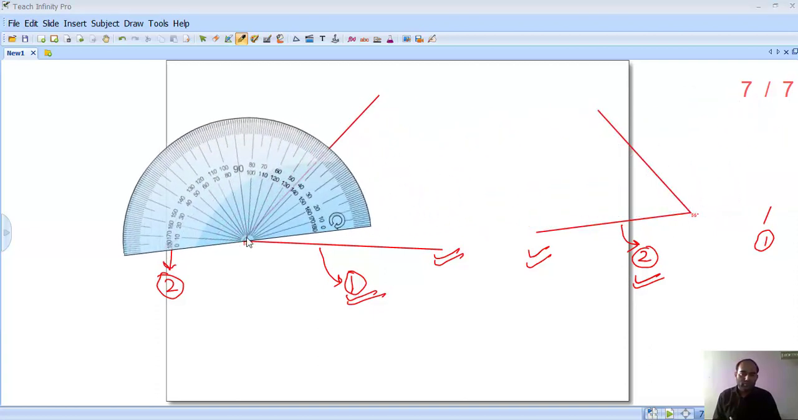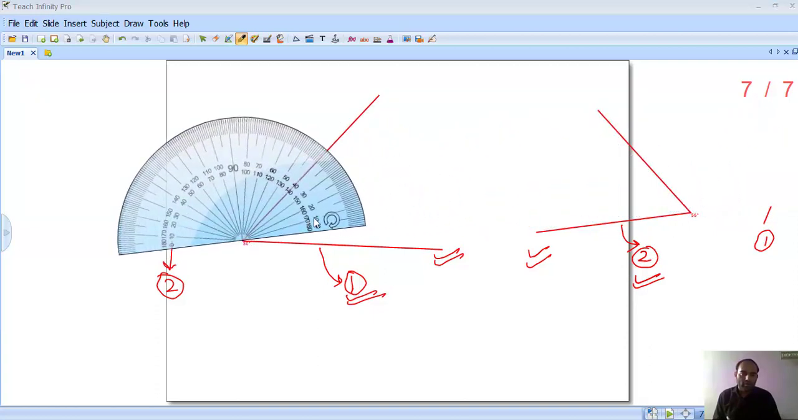Okay, now get me back to the point. My first angle: the midpoint of the protector should be at the joining point of the angle. One zero line should be overlapping with one line of the angle. Now third step, you need to decide which zero we are going to use.